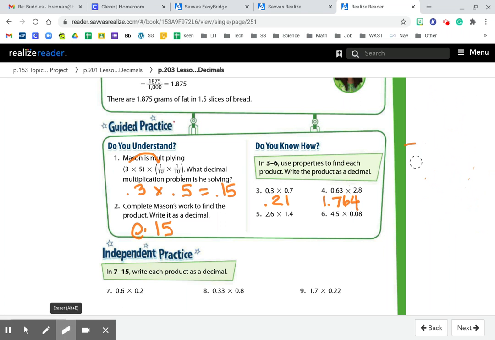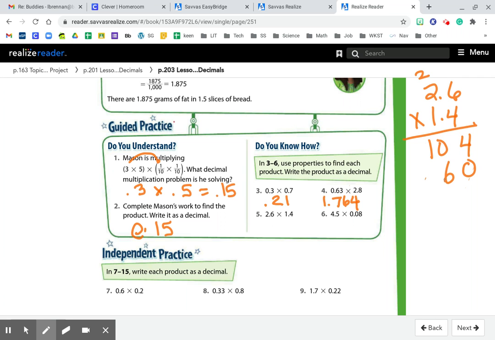Okay, next one. 2.6 times 1.4. 6 times 4 is 24. Put the 4 down, carry the 2. 4 times 2 is 8, plus 2 is 10. And x are 0. 1 times 6 is 6. 1 times 2 is 2. 4, 6, 3. When I round, I would say 3 times 1 is about 3. I know I have 2 digits in decimal place value in my problem, so I'm going to have 2 in my answer. My answer looks reasonable. Remember, if you're at home, you can always check your work on a calculator.